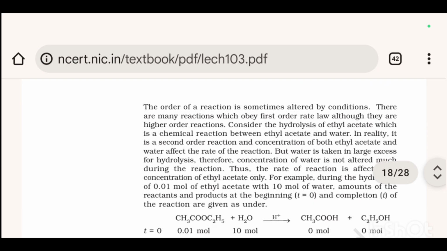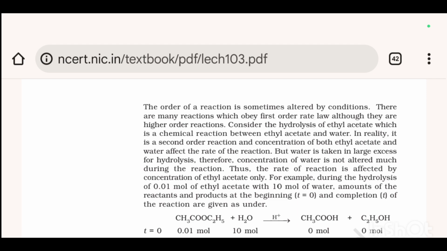The order of a reaction is sometimes altered by conditions. There are many reactions which obey the first order rate law, although they are higher order reactions. Consider the hydrolysis of ethyl acetate, a chemical reaction between ethyl acetate and water. In reality, it is a second order reaction, and the concentration of both ethyl acetate and water affects the rate of reaction, but water is taken in large excess for hydrolysis. Therefore, the concentration of water is not altered much during the reaction. Thus, the rate of reaction is affected by the concentration of ethyl acetate only.